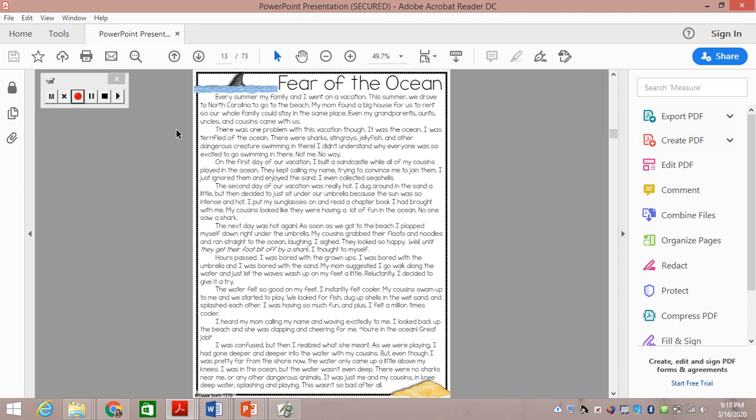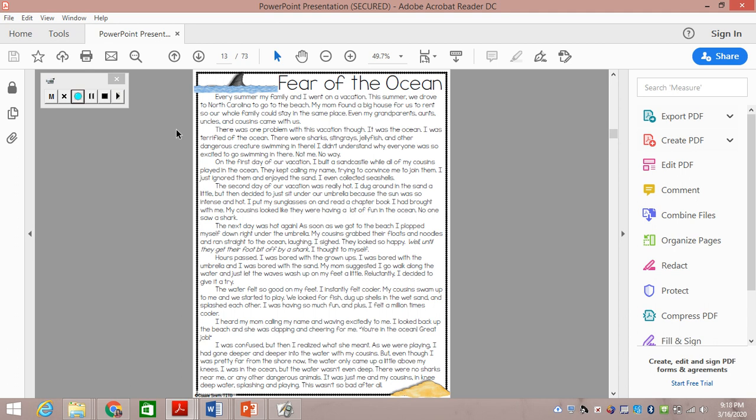As soon as we got to the beach, I plopped myself down right under the umbrella. My cousins grabbed their floats and noodles and ran straight to the ocean, laughing. I sighed. They looked so happy. Well, until they got their foot bit off by a shark, I thought to myself.